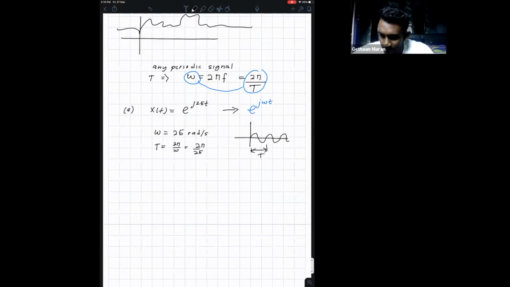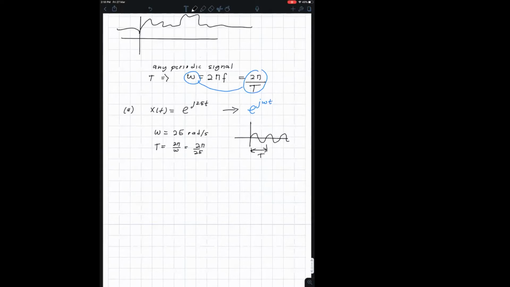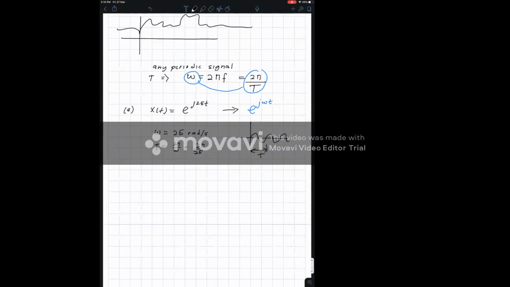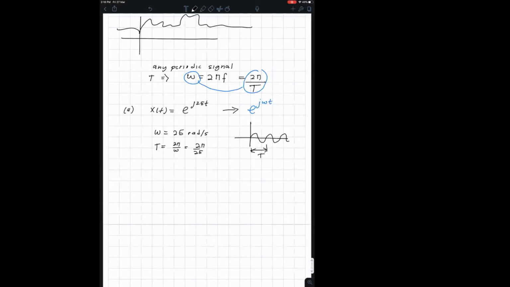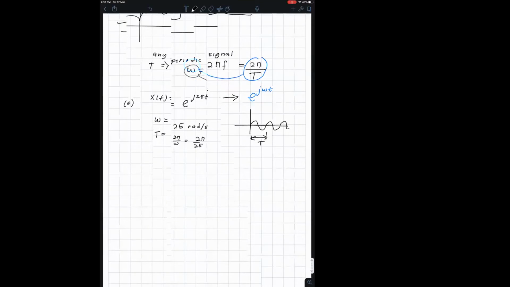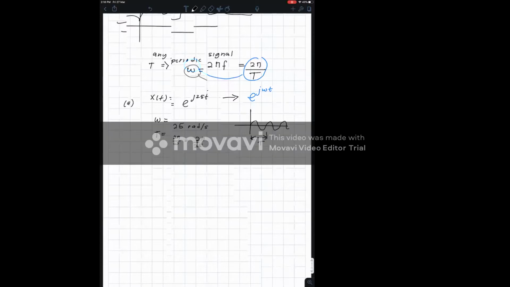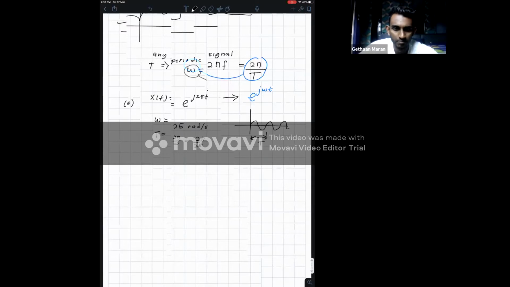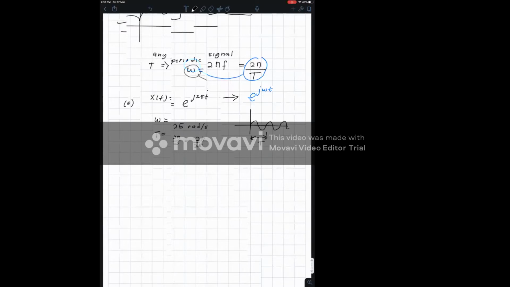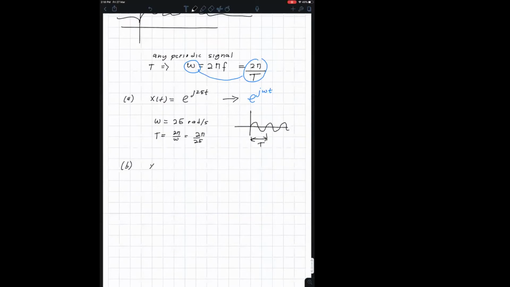The analysis only gets a little more complex when you have more than one signal with a different frequency. The next problem, problem B, is x(t) equals cosine 4t plus sine 3t.